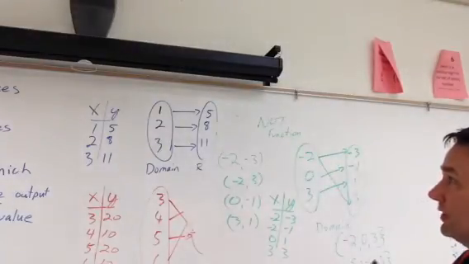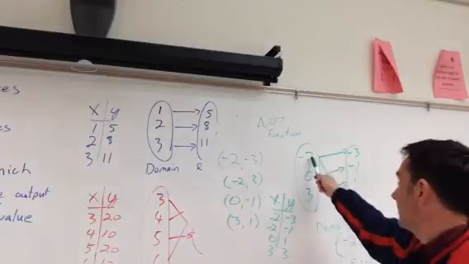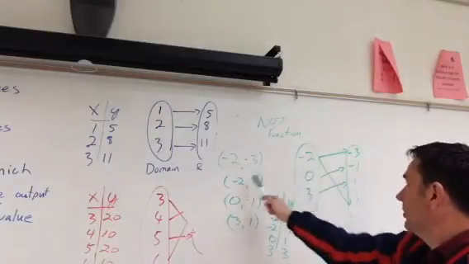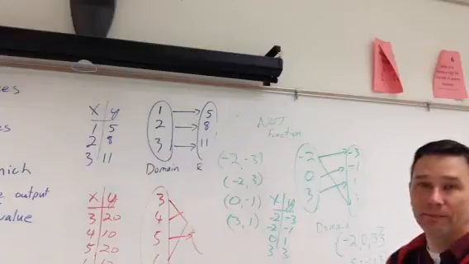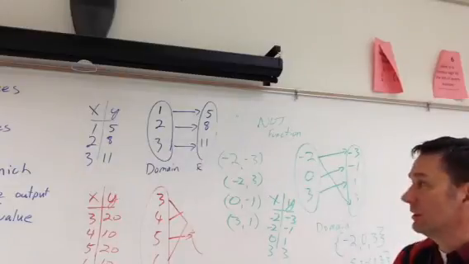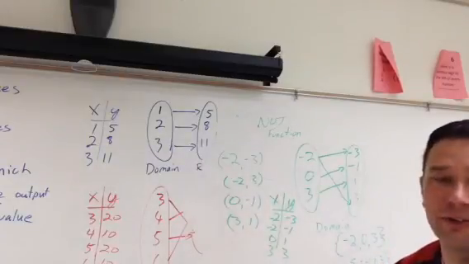So the difference between the two is, again, if the x's are repeated or have two arrows coming from them, not a function. If there's just one, it is a function.